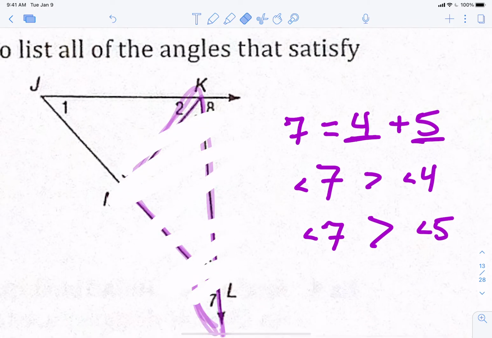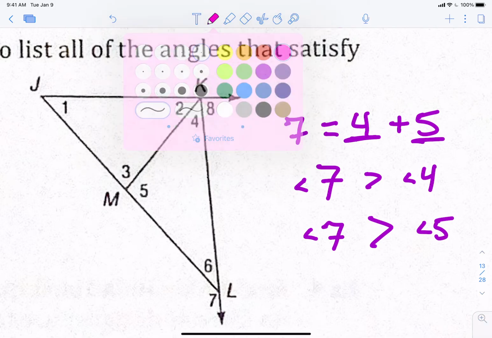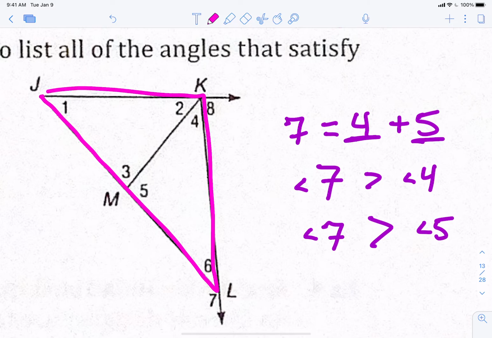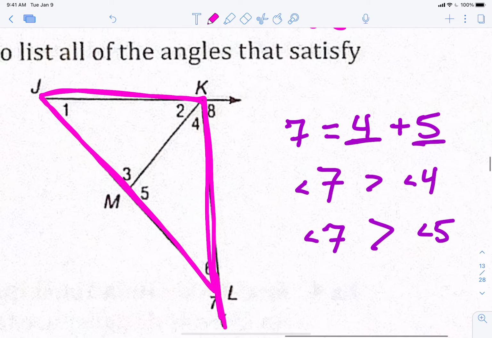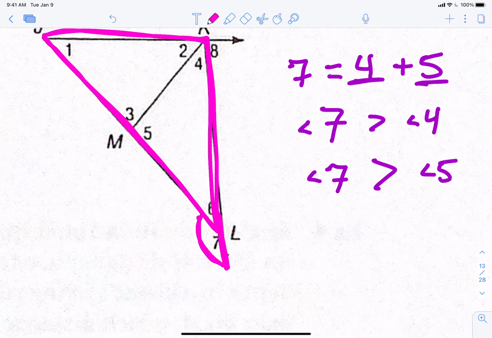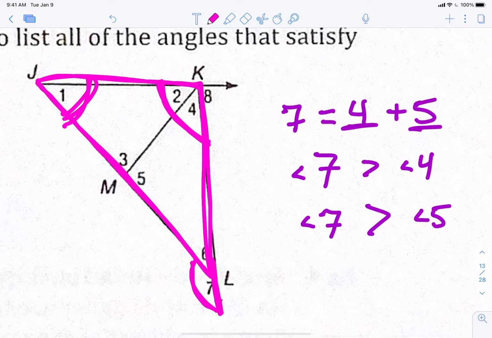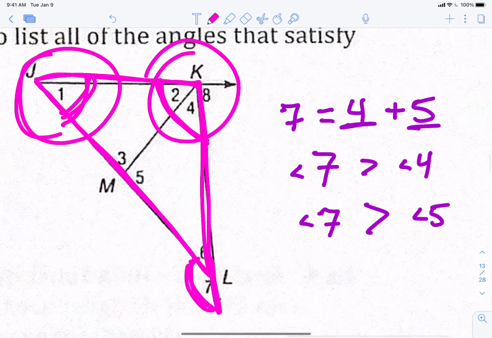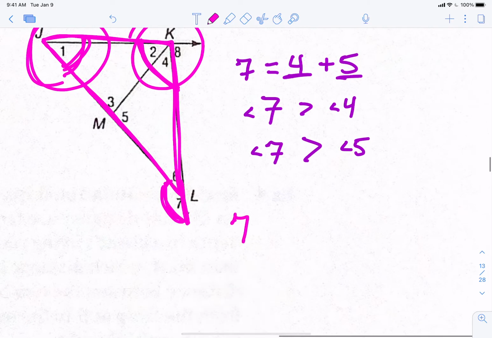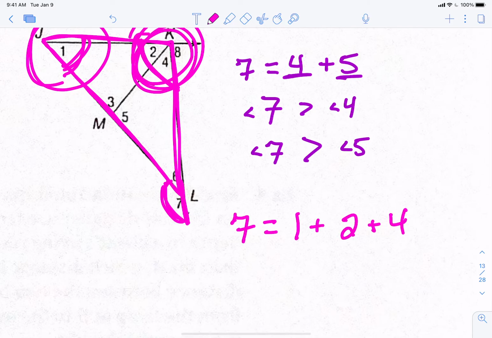Now let's look at the other big angle, okay? Let's look at this triangle right here, the overall big one. 7 is the exterior angle. What angles do I have to add together to make up 7? 1 and 2. Okay, this guy right here, and this guy. Do you see that? These two added together will be the same as angle 7 because those are the two angles that it doesn't touch. So 7 in this case is equal to 1 plus 2 plus 4. Really, there's two angles that make up this one, right?